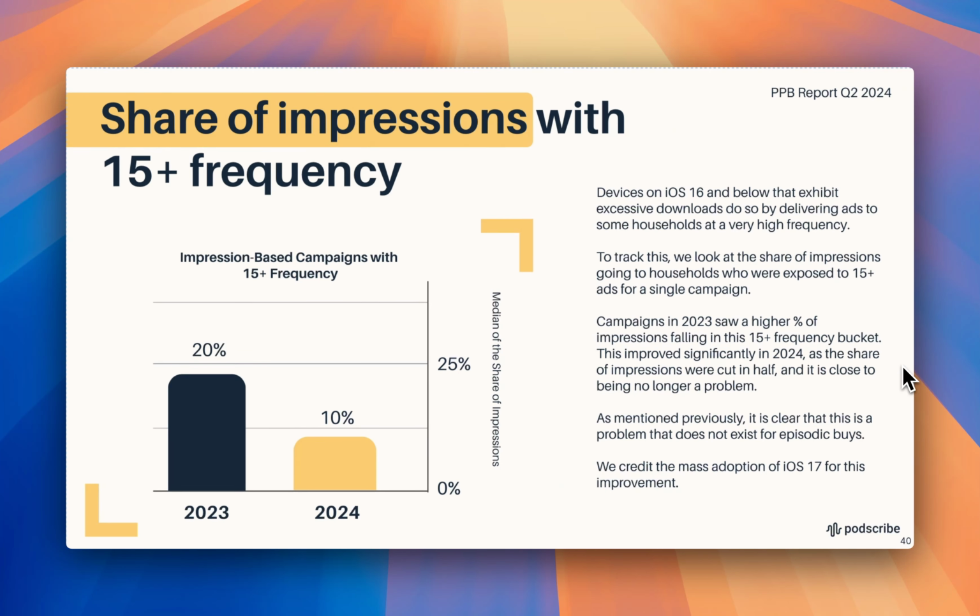Sort of the manifestation of the problem of excessive downloads. The way that we see it is with our high concentration, or the 15 plus frequency bucket. If we take a look at all the campaigns that we observed in 2023, 20% of the impressions fell into that 15 plus frequency bucket. And as we look at everything thus far in 2024, it's been cut in half.